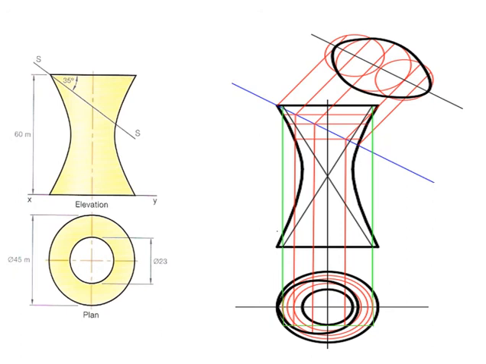Firstly, we construct our hyperboloid of revolution in plan and elevation. Once we have that, we select a number of points along the section line SS. So there's our line SS, and what we're going to do is select a number of points. I selected 1, 2, and 3 points.